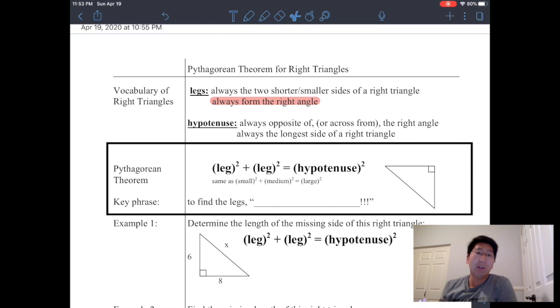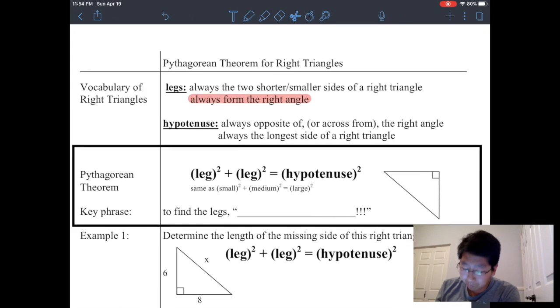So the first thing we need to do is look at the vocabulary. There are 2 vocabulary words that we're going to go over before going into what the Pythagorean theorem is. Okay. So the Pythagorean theorem is going to be something that you hear in 8th grade and in high school a lot. Whenever we have right triangles, it's going to help us find out the side lengths. So here, let's look at the vocabulary.